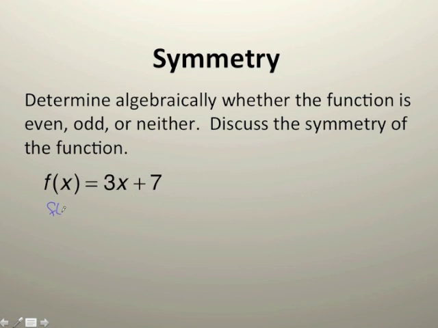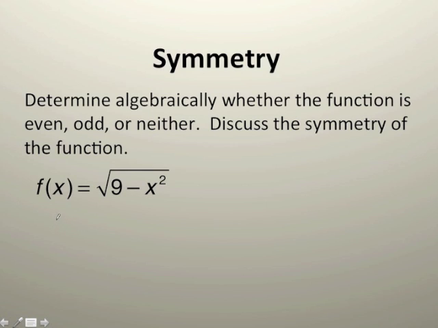Well, let's find f of negative x. So 3 times negative x plus 7. That'll give me negative 3x plus 7. Not identical, but all the signs didn't change either. So this is neither. And as you might recognize, this is a linear equation. It's a line, and there is no symmetry there.